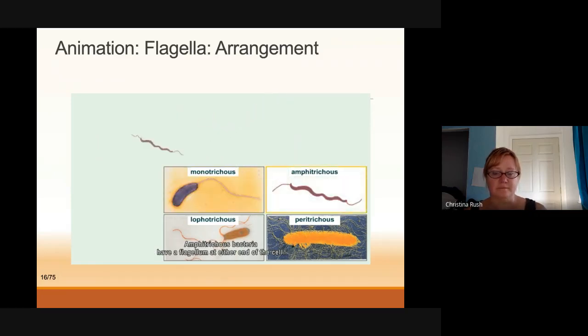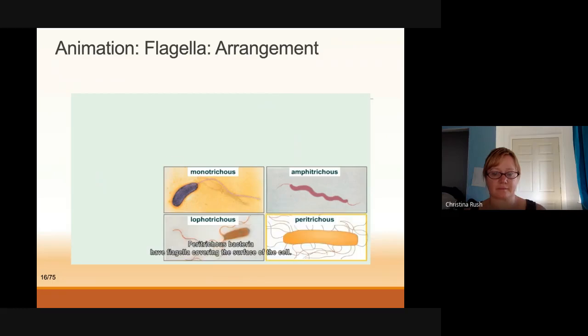Amphitrichous bacteria have a flagellum at either end of the cell. Bacteria with a tuft of flagella at one end are called lophotrichous cells. When the flagella rotate counterclockwise, the flagella bunch up and the cell runs. When the flagella rotate clockwise, they separate and the cell tumbles. Peritrichous bacteria have flagella covering the surface of the cell. Runs occur when all of the flagella rotate counterclockwise and become bundled, while tumbles occur when the flagella rotate clockwise and separate.